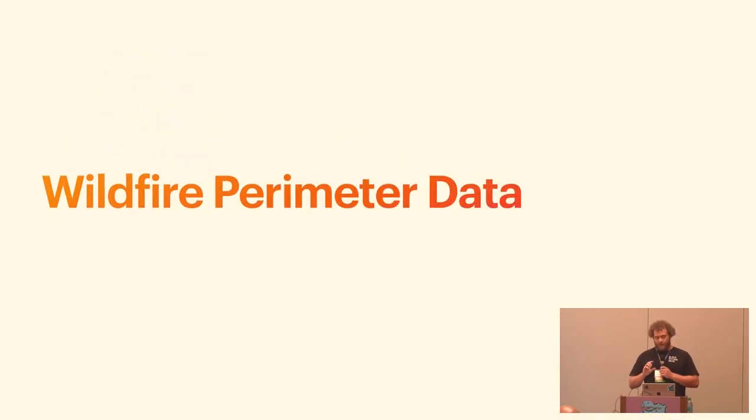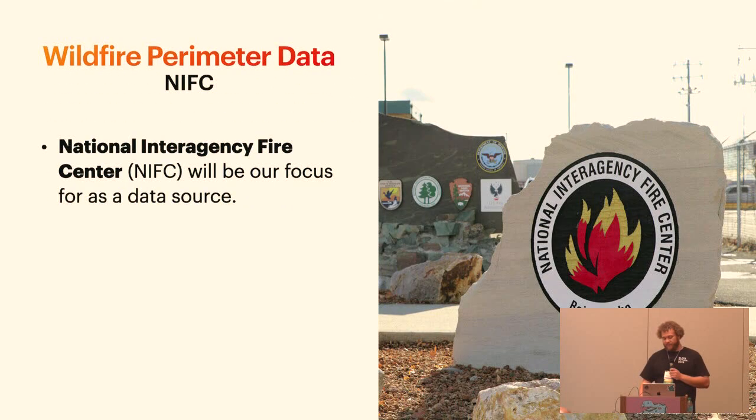So if we now look at the wildfire perimeter data itself, I would suggest the best place to get it, and the place that we'll be focusing on, is NIFC, the National Interagency Fire Center. This is probably going to be the authority for fire data. If you're looking for data, this is your first stop. If they don't have what you need, then you probably know what you need, and you probably already have an idea of where to get it.